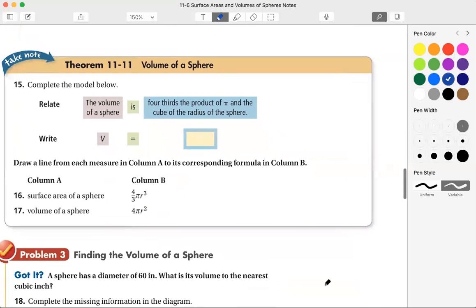To find the volume of a sphere: the volume of a sphere is 4/3 the product of pi and the cube of the radius of the sphere. So V equals 4/3 pi r cubed. The surface area is 4 pi r squared. The volume is 4/3 pi r cubed.